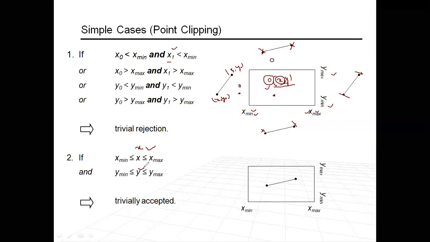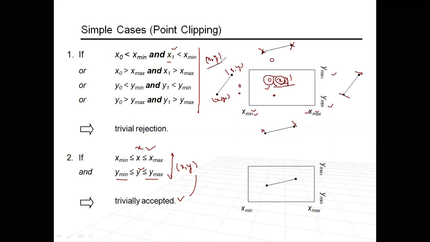Likewise for the y. If it is lying within the range of y min and y max, then this y point will be considered as lying within the visible region. So it should be trivially accepted. By looking at this inequality, we can check whether this point should be accepted, or by looking at this inequality we can check whether this point should be rejected.